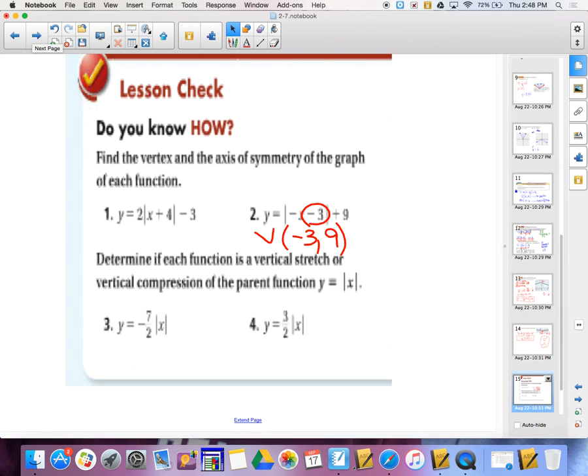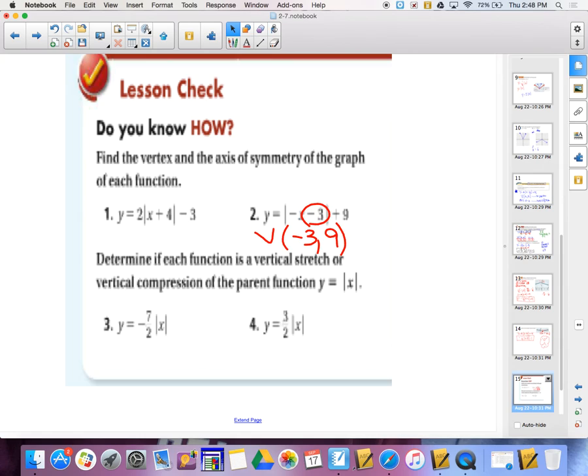This one down here just wants to know if it's a stretch or a compression. So negative 7 over 2, absolute value of x. Stretch or compression? Why would it be a stretch? 7 over 2 is more than 1. Now do you see why, at the beginning, I told you that not every fraction would be a compression? Because 7 divided by 2 gives me 3.5. 3.5 is higher than 1, right? What does the negative tell me I'm going to do?